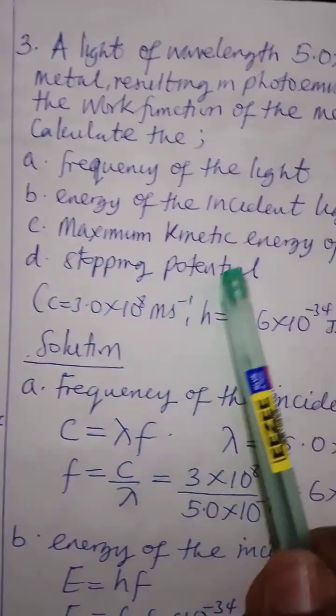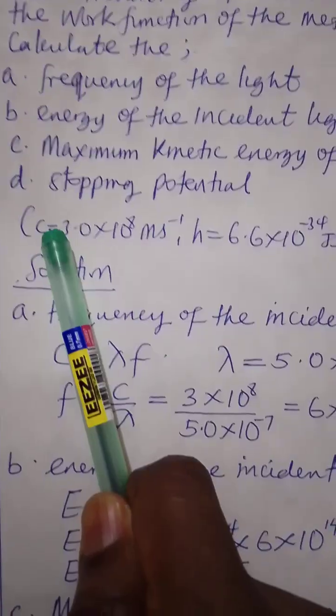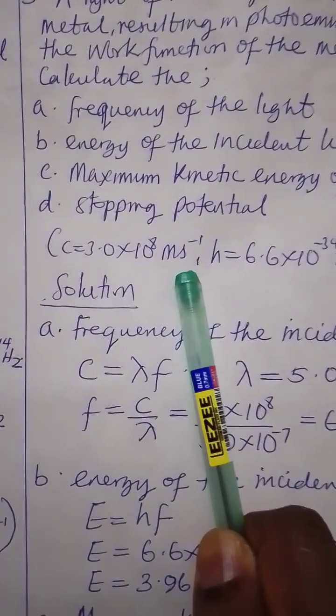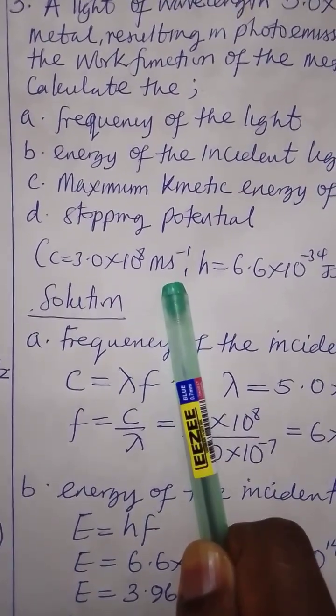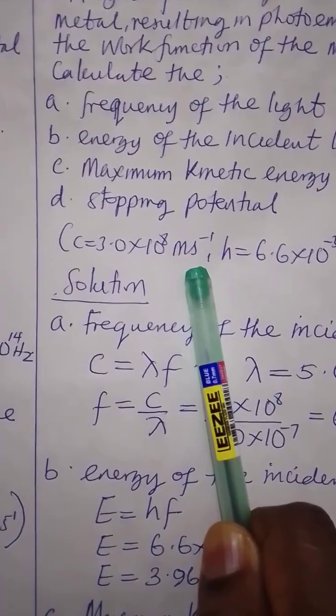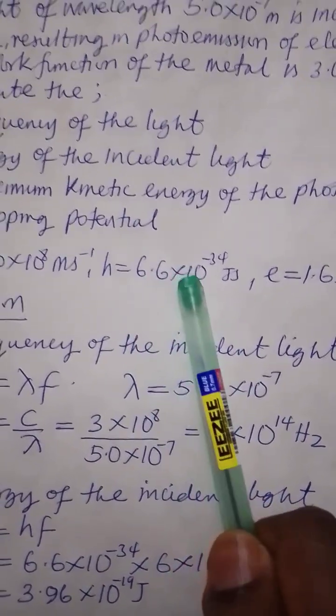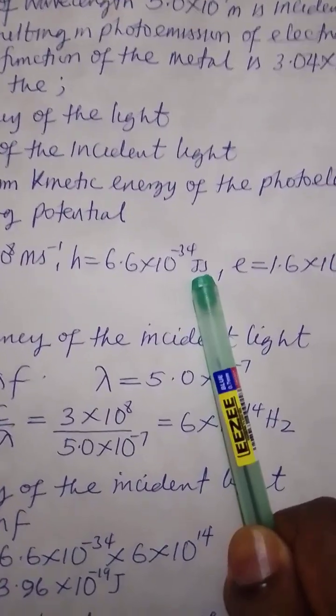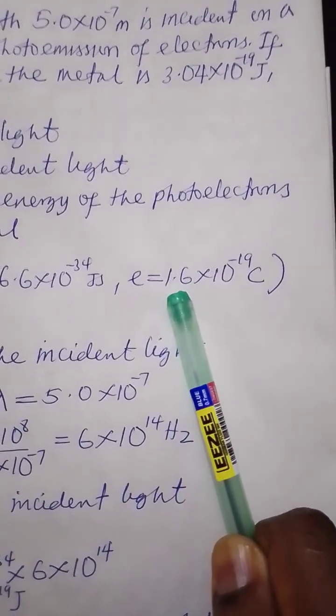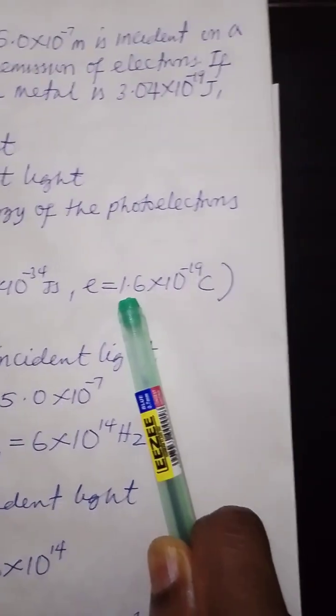D, stopping potential. We're given the following parameters: speed of light 3.0 times 10 raised to the power 8 meter per second, Planck's constant to be 6.6 times 10 raised to the power minus 34 joules second, and the electron charge as 1.6 times 10 raised to the power minus 19 coulombs.